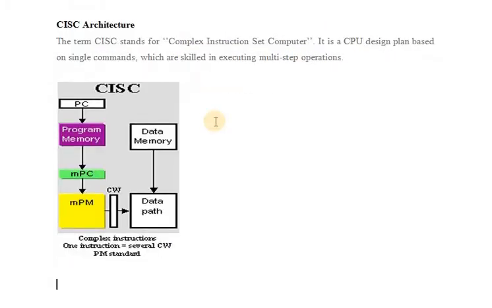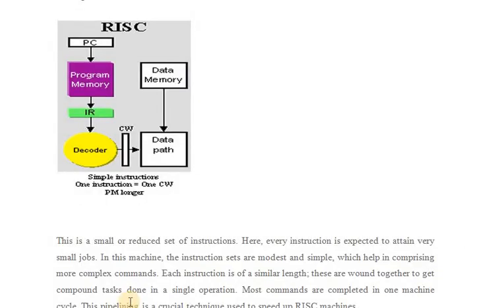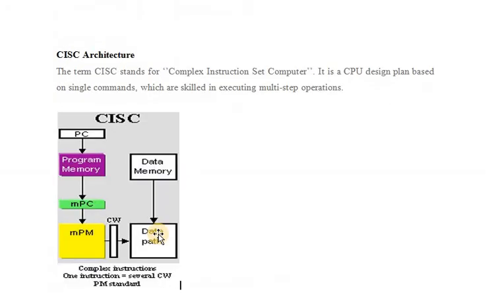We will see the CISC architecture. See here: program counter, program memory, MPC, MPM. This is a complex instruction, only one instruction, not more. This is for a complex instruction: one instruction equals several CW, PM standard. But see here, in RISC it is one CW PM, but here several. That is what I have said about RISC and CISC.